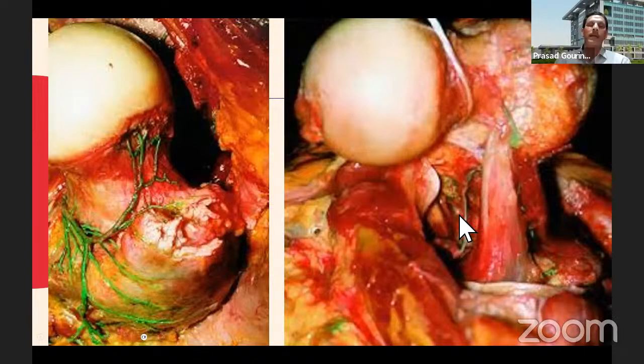Again, another nice ascending branch coming up. Terminal branches, lateral epiphyseal vessels to the head. And these are in the posterior half of the head. Posterior, on the lateral aspect, this is the lateral aspect of the head and neck.